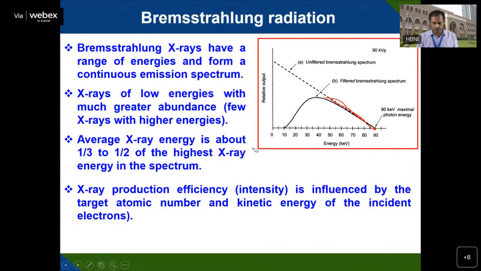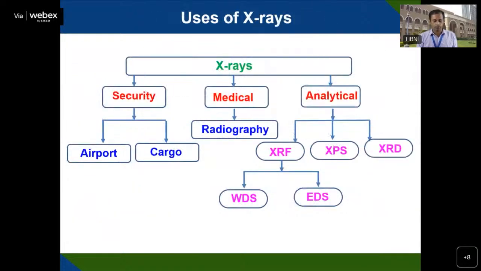The X-ray production efficiency, that is the intensity, is influenced by the target atomic number and the kinetic energy of the incident electron. So the kinetic energy decides how the loss process occurs and thereby the background radiation. In the case of X-rays, we mainly generate two types. One is characteristic X-ray, which is used for diffraction or any scattering technique for characterization. Another is background radiation, Bremsstrahlung radiation, which only provides background to the system.